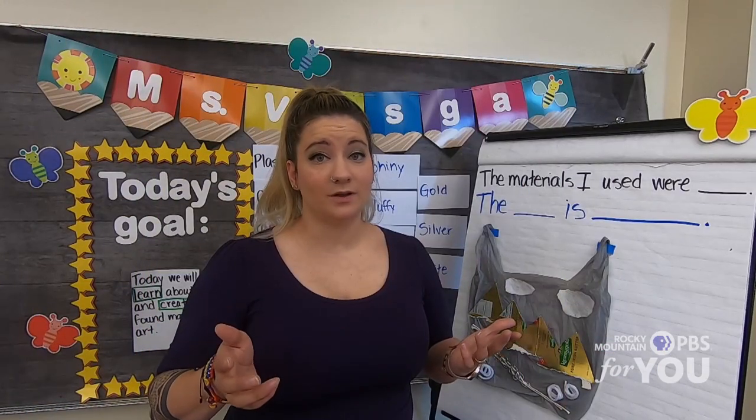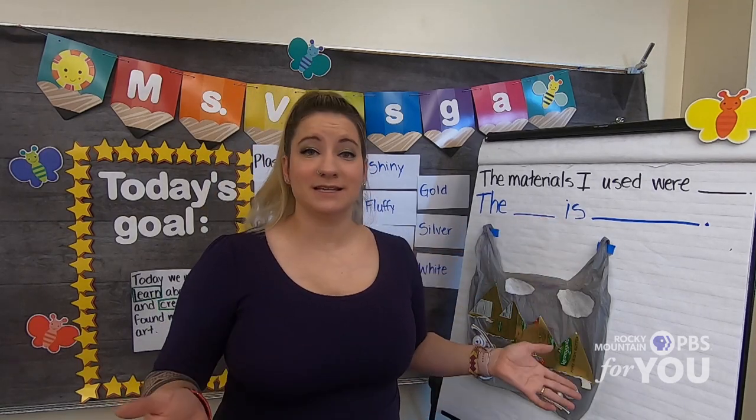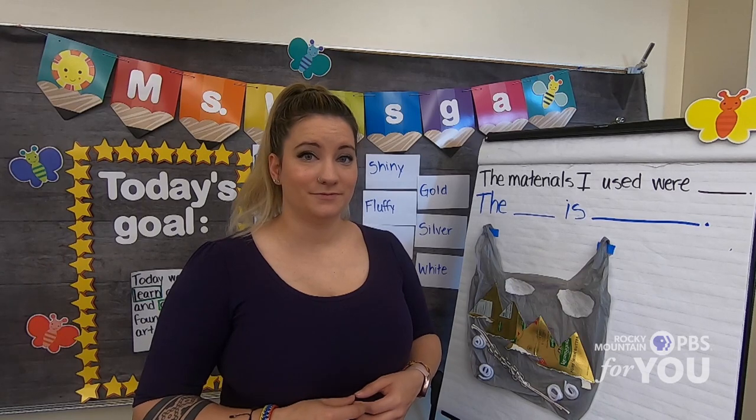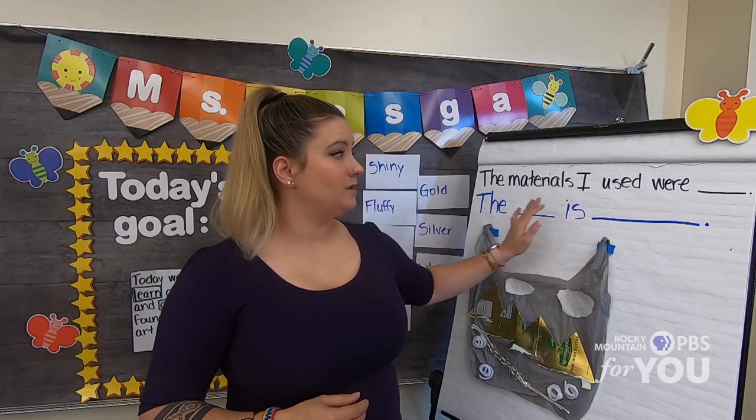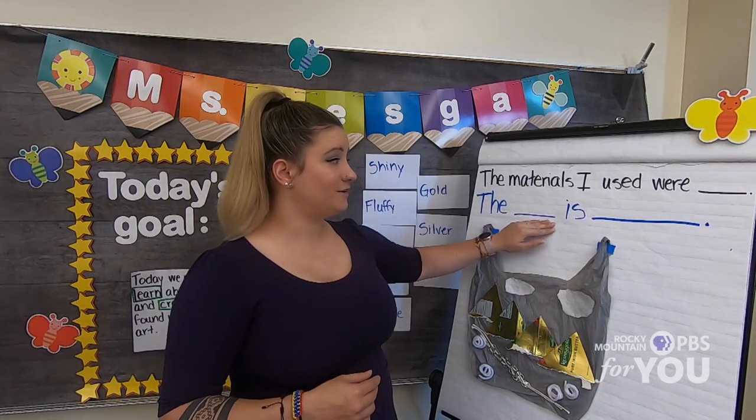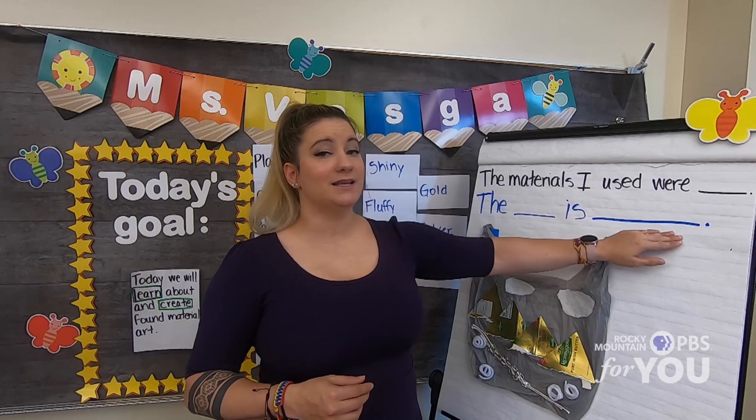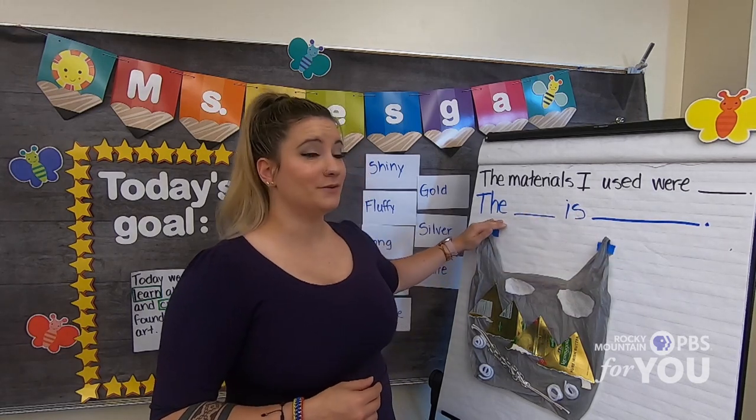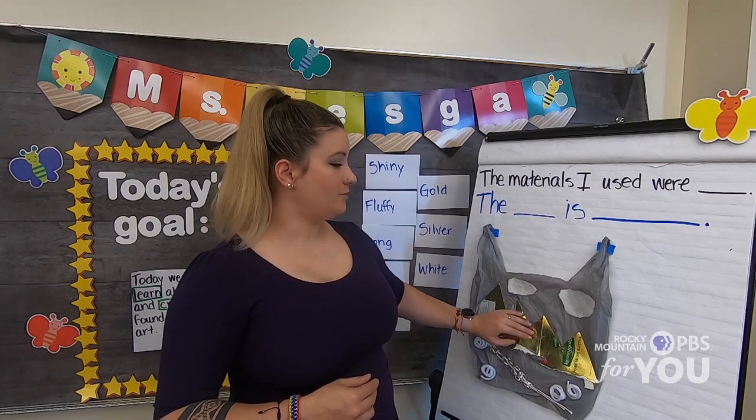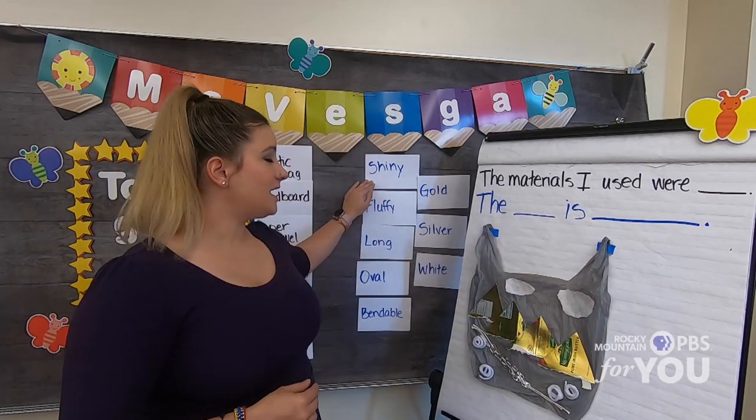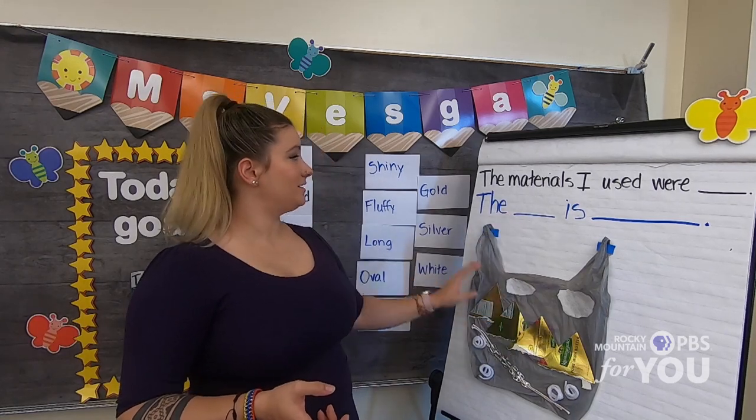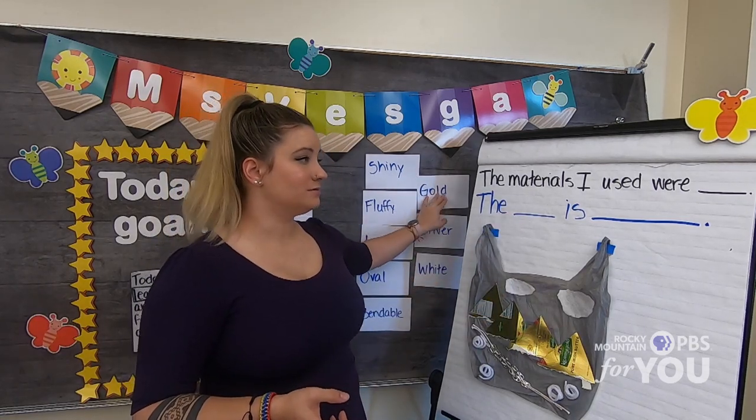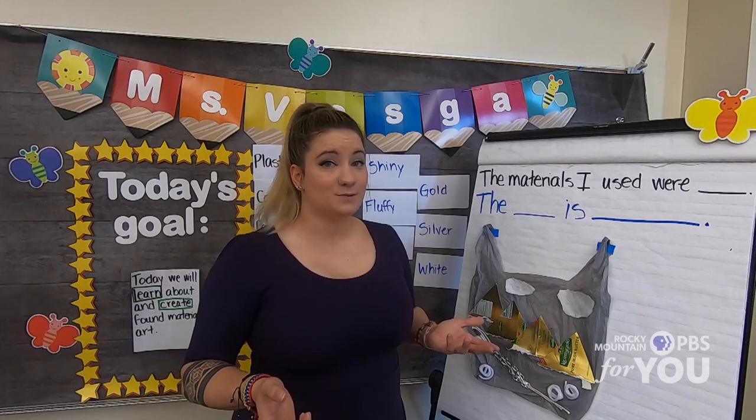Now that we can describe all of our materials with the describing words, let's use our sentence starter to create some sentences. The sentence starter is, the blank is blank. We're going to use our material words in the first blank and our describing words in the second blank. For example, the cardboard is shiny. I could also say, the cardboard is gold. Why don't you say that sentence with me?